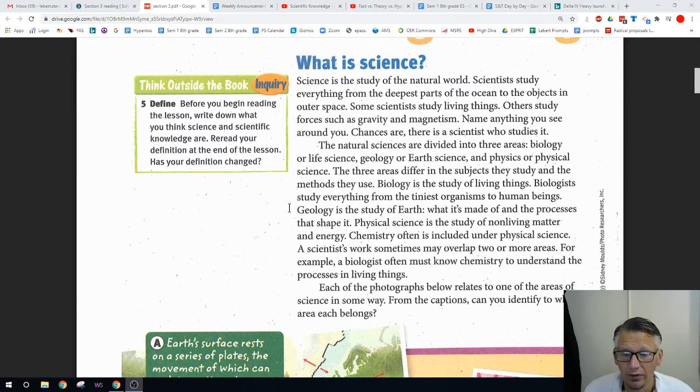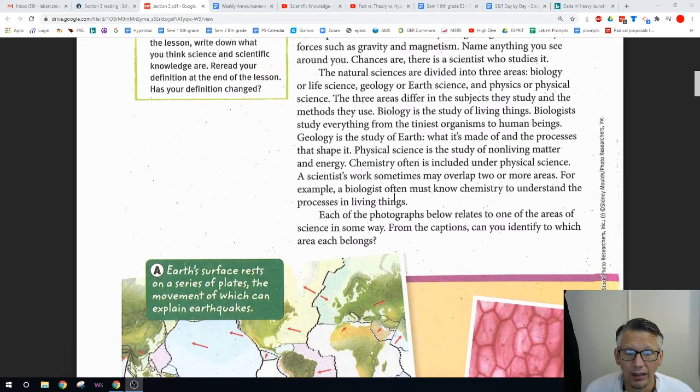Geology is the study of Earth, what it's made of, and the processes that shape it. Physical science is the study of non-living matter and energy. Chemistry often is included under physical science. A scientist's work sometimes may overlap two or more areas. For example, a biologist often must know chemistry to understand the processes of living things.